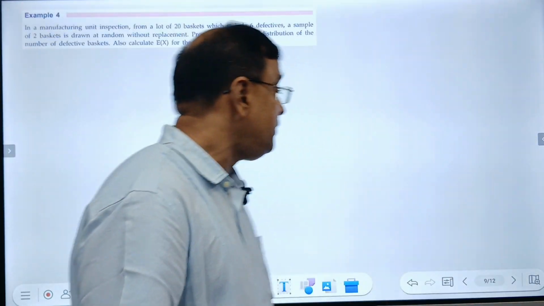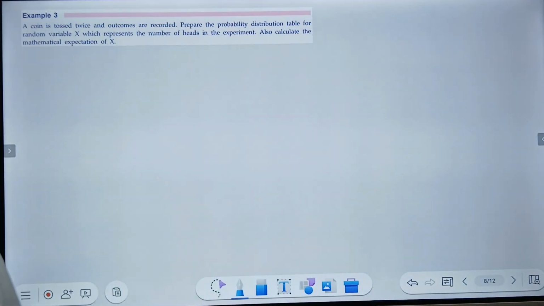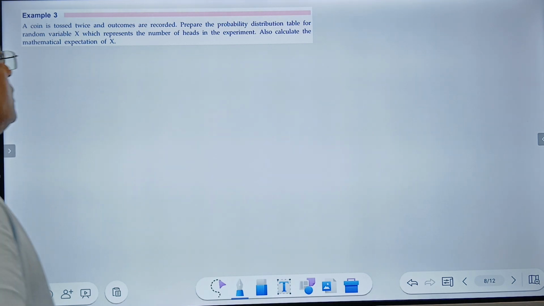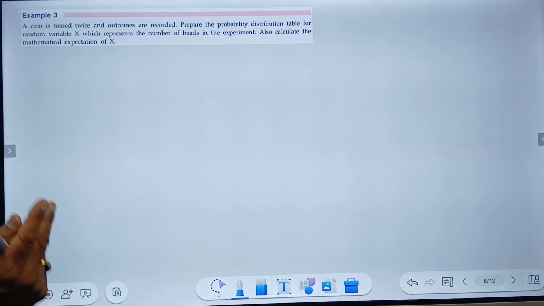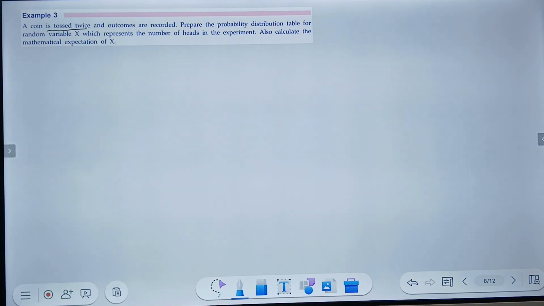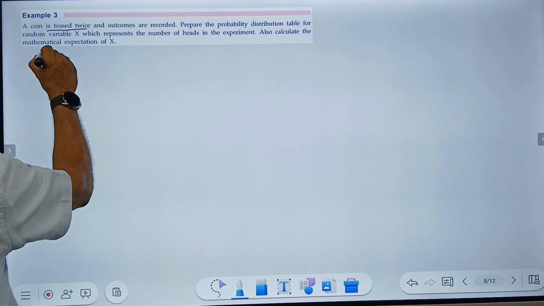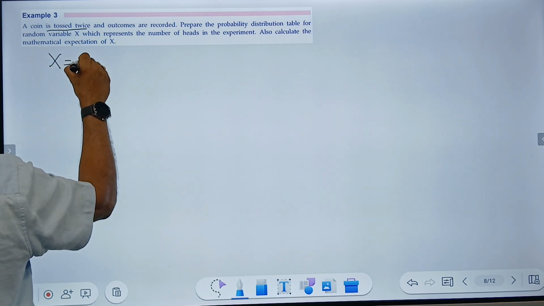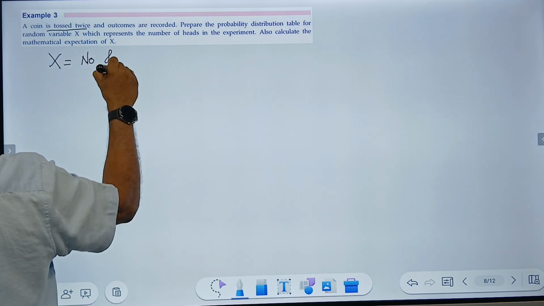Okay. Now let's go to the next question. A coin is tossed twice and the outcomes are recorded. How many times are you tossing a coin? You're tossing a coin 2 times. The coin is tossed twice. Prepare a probability distribution table of random variable x, which represents the number of heads in the experiment. So x stands for what? Number of heads.